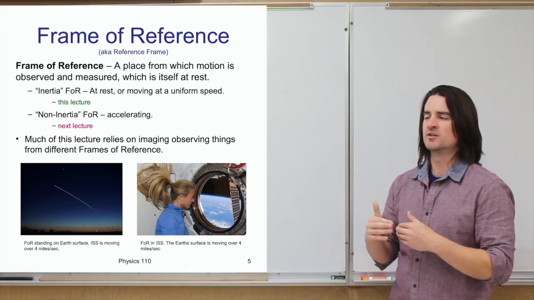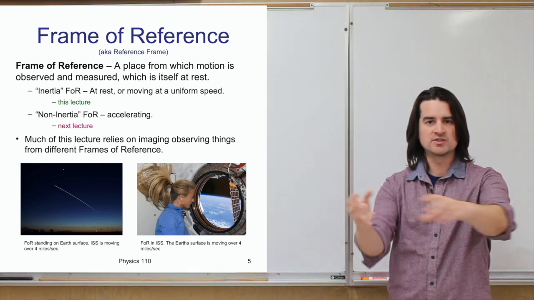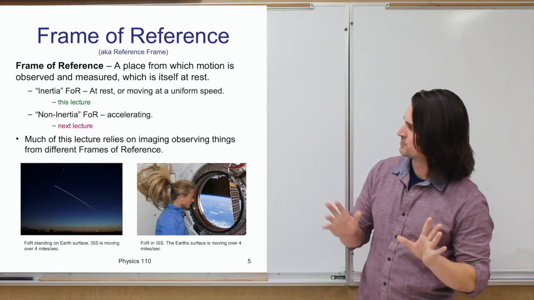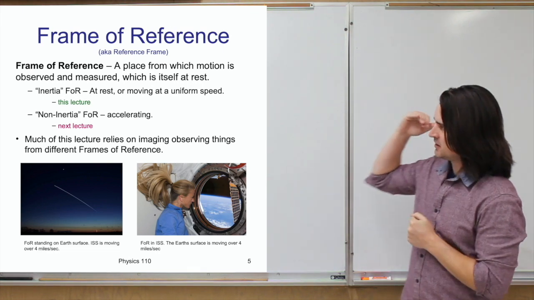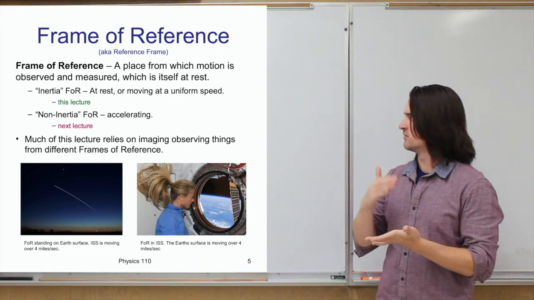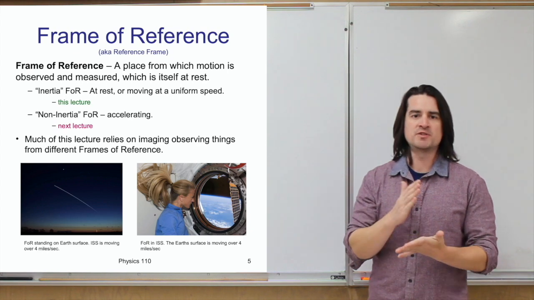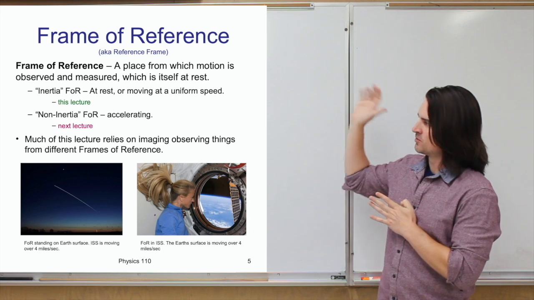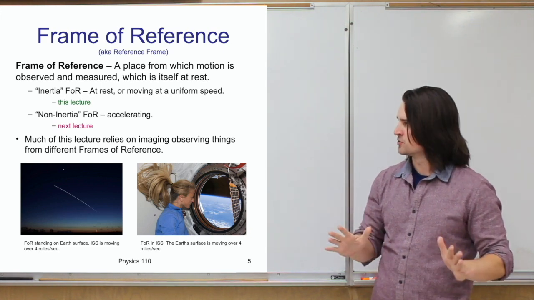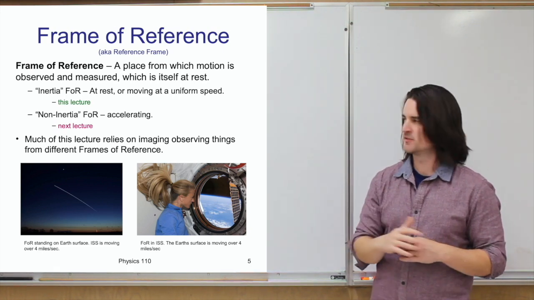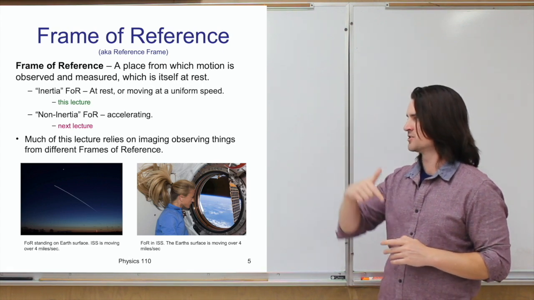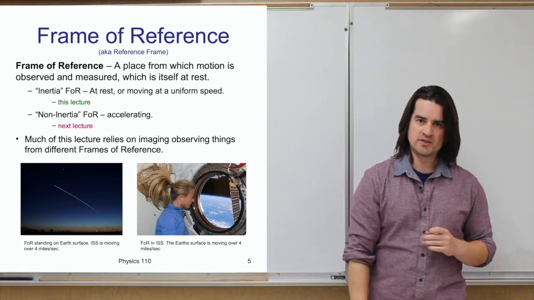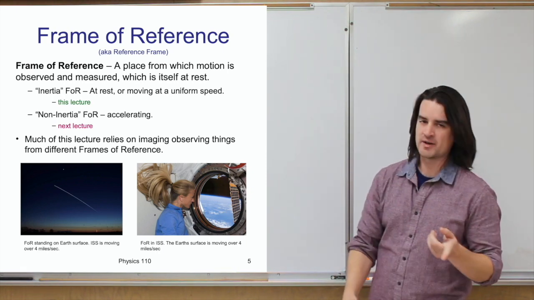It's a frame of reference that is moving at a constant rate. Yeah, moving at a constant rate, a uniform speed. Right, so in special relativity, it all deals with these uniform speeds or things that are at rest, right? So that's why in this lecture, we're talking all about inertial reference frames and comparing inertial reference frames. Whereas next lecture, we're going to do the other one, which is non-inertial reference frames.